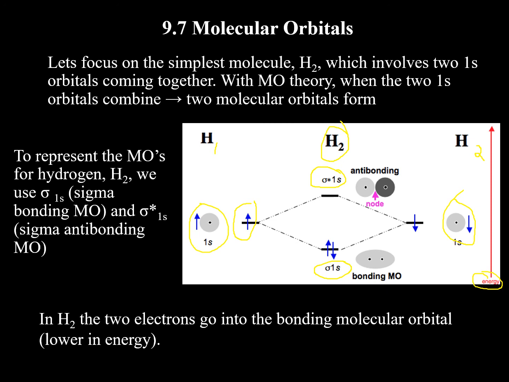This is the most stable, where the 2 electrons fit the lowest in energy. When we talk about later other molecules where you have more than 2 electrons, some of them will enter the sigma star up here. We'll talk about that later in a second.